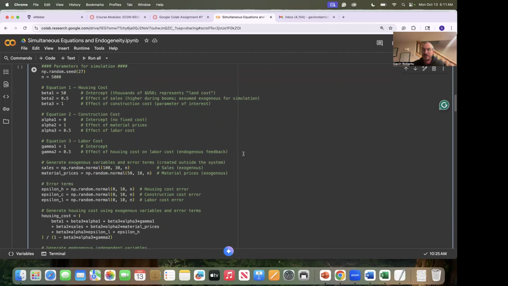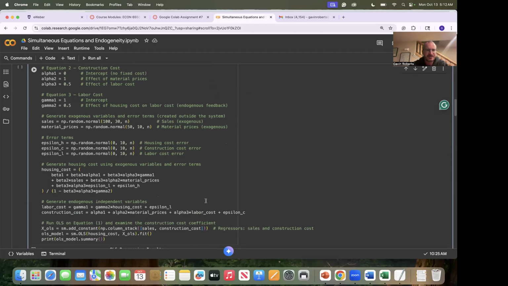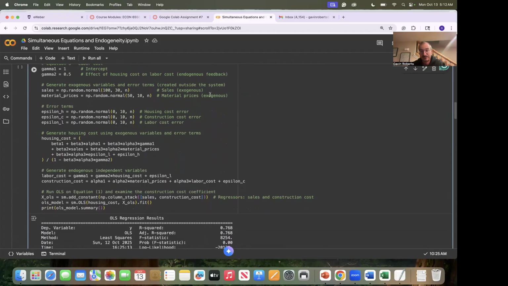But I think that's really what I want you to take from the class: the usefulness of simulations combined with applied work with real data, because the simulations help us understand what the techniques are actually doing. So here's equation 3. Again, I'm just setting up the population parameters here. Now I can just create my exogenous variables. They're created outside the system. I create them outside the system right here.